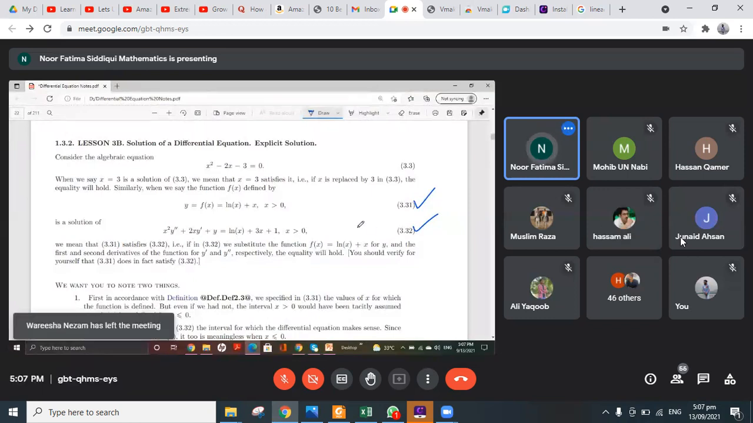Quickly verify that this is the solution or not. All of you should note down this equation 3.31 and check that the function in 3.31 is the solution of 3.32 or not. It will be a solution if it satisfies the equation.